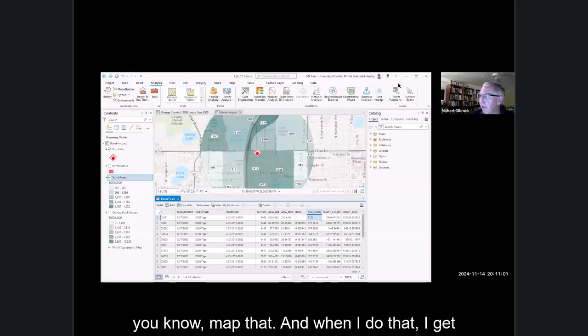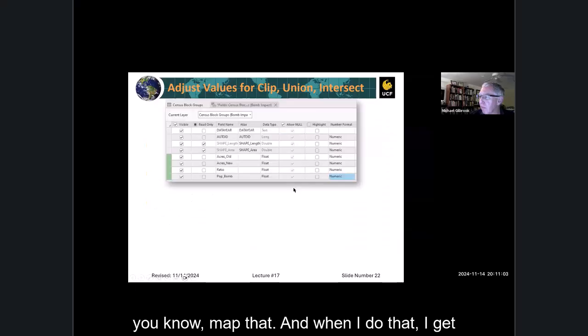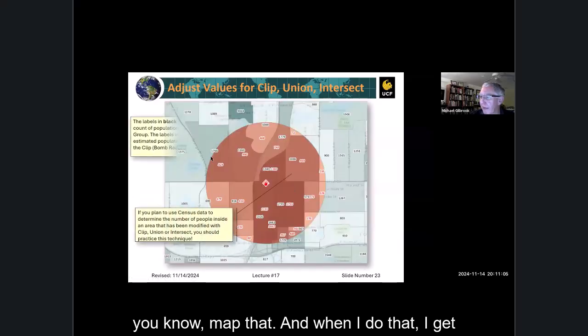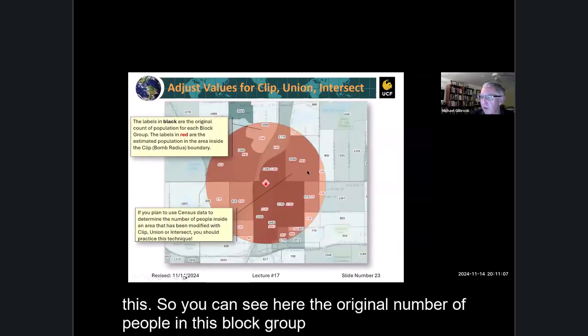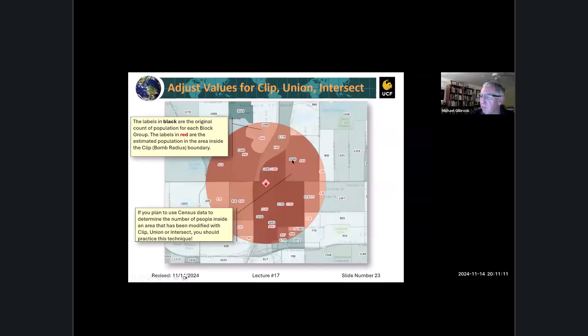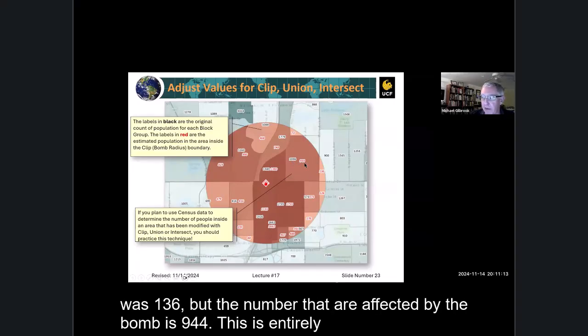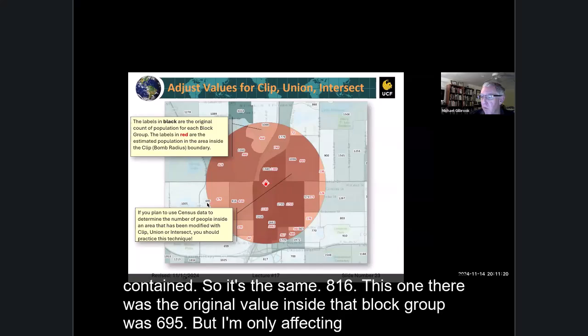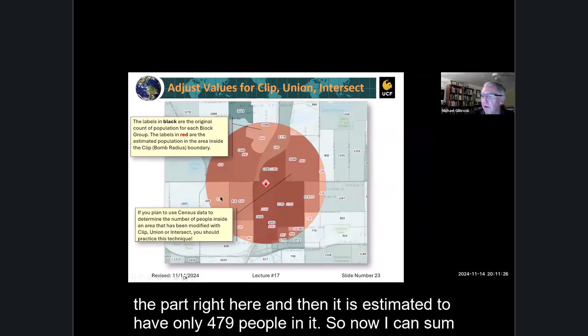Okay. And then I can map that. And when I do that, I get this. So you can see here, the original number of people in this block group was 1,036, but the number that are affected by the bomb is 944. This is entirely contained, so it's the same, 816. This one, the original value inside that block group was 695, but I'm only affecting the part right here, and it is estimated to have only 479 people in it. So now I can sum that up.